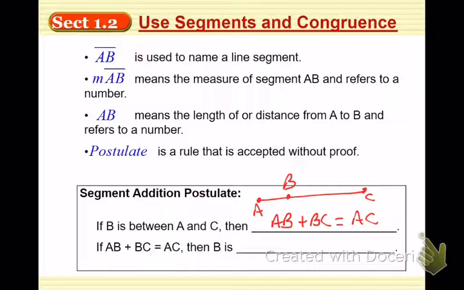Now, on the other side, if we know that AB plus BC equals AC, then B is between A and C. So it kind of works the other way around, too. We can use the postulate to prove if points are on the same line or if one point's between two other points. Okay?